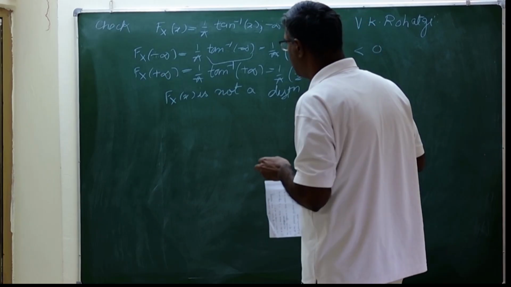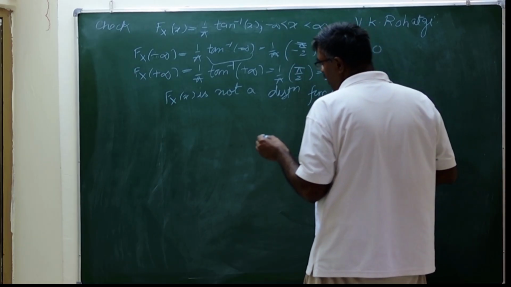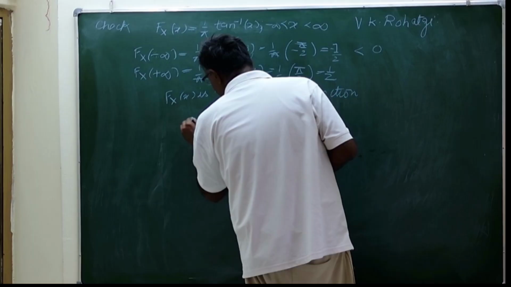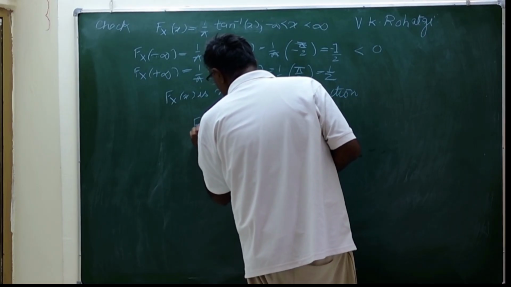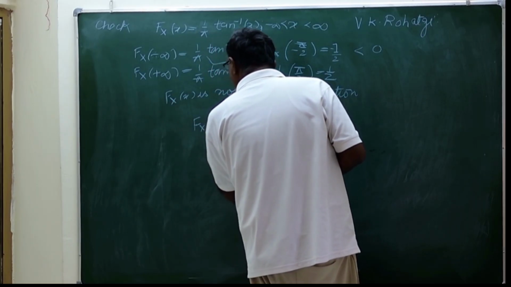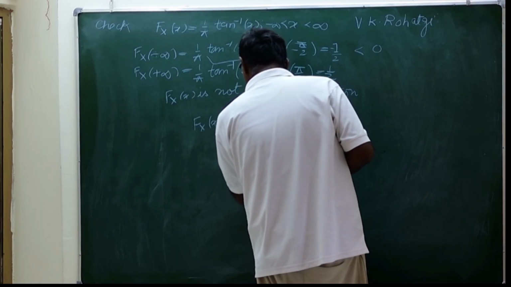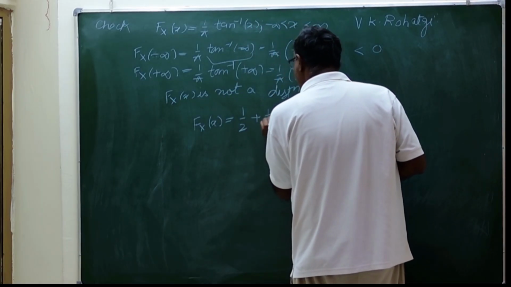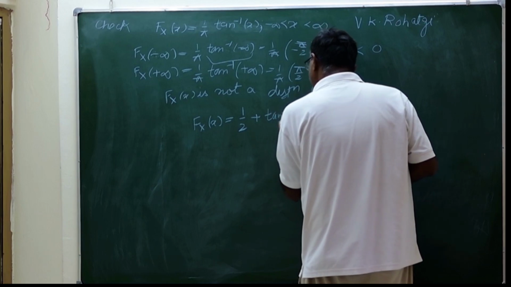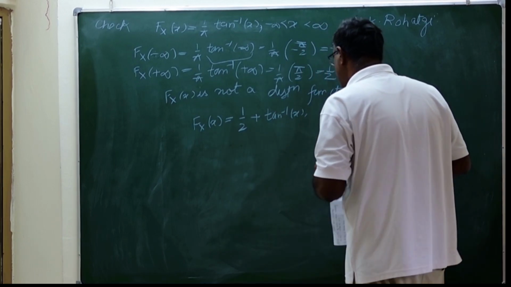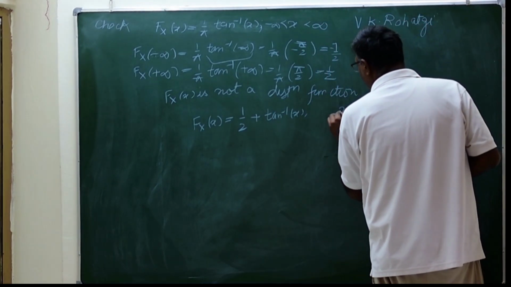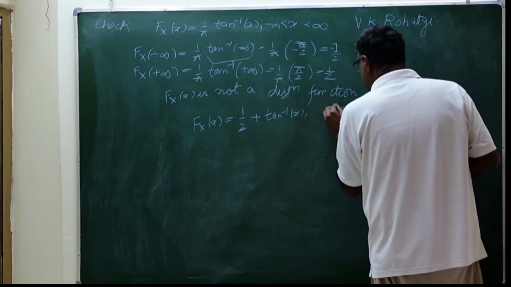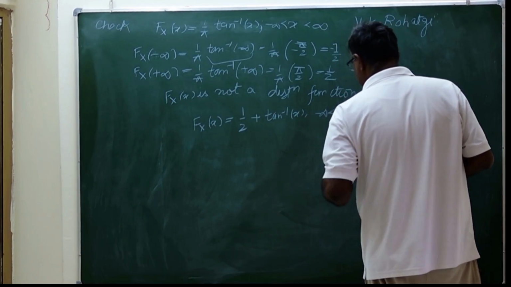Now I take an example, and now I revise this distribution function, and now I am adding 1 by 2 to the above function, and now I will check whether this function can satisfy the properties of a distribution function. So the answer is yes.